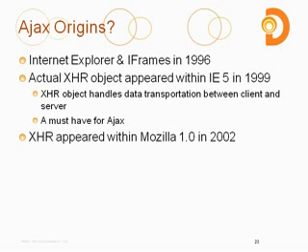They were the ones who actually first introduced the XHR object, and they did that in Internet Explorer 5 back in 1999. And the XHR object is what handles the data transportation between the client and the server. That's what allows the user not to be bothered with waiting for the server to come back. It's a must-have for Ajax. And it wasn't until 2002 that Mozilla really popped an XHR object into their browser, in Mozilla 1. So really in 2002 is when we started seeing a lot of companies start using Ajax because there was more cross-browser support.